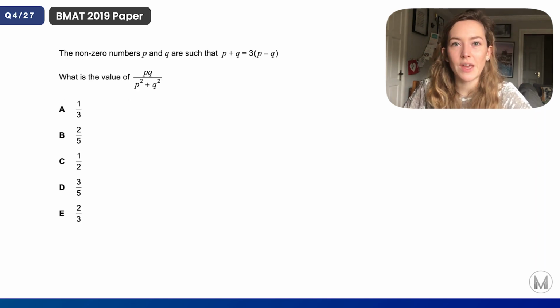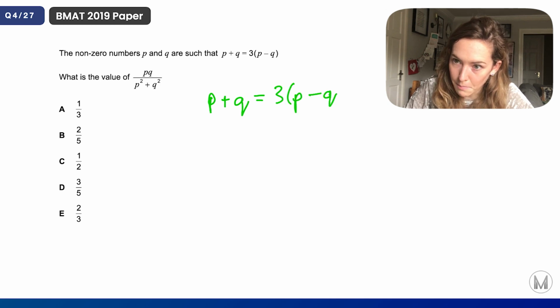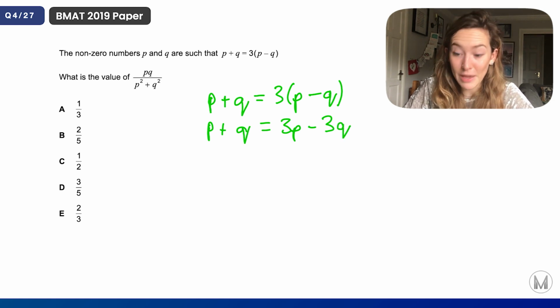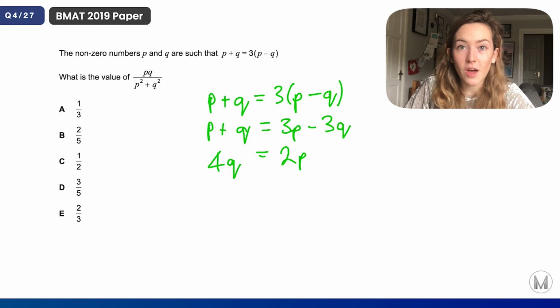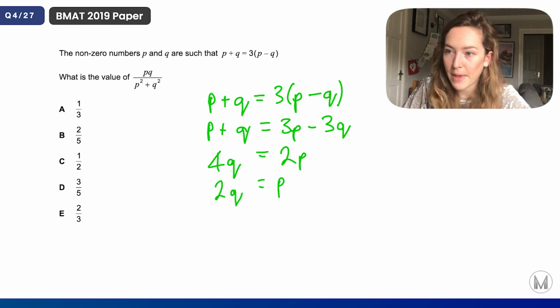The first thing we're going to do here is simplify this equation. Okay, so we can say that P plus Q is equal to 3P minus Q. And that can be written as P plus Q is equal to 3p minus 3q if we expand those brackets. This can then be rearranged to 4q equals 2p. Both sides can then be divided by 2, and of course we're going to get 2q is equal to p.